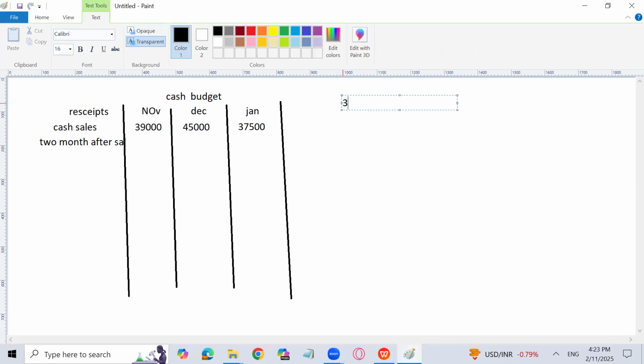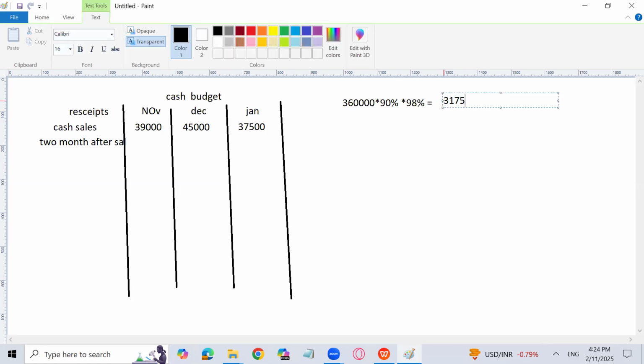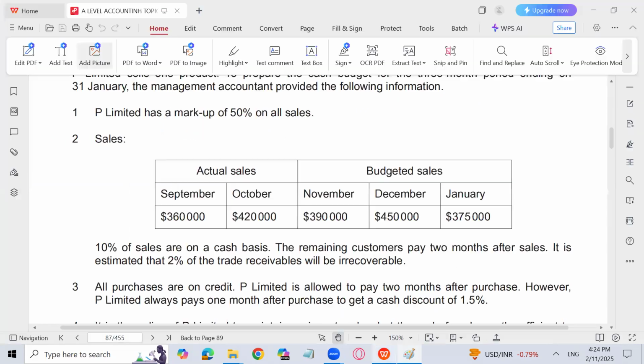3,60,000, I will do here. 3,60,000 into 90%. How much? And I can multiply it with 98% because 2% will not be recoverable. So you will get the answer 317,520. So 317,520 we are getting 2 months after sale. I will write here 317,520.